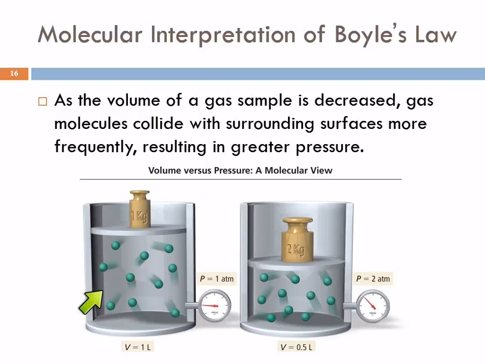Here's another illustration. Here we have a 1-liter container, and here's a pressure gauge telling us the pressure is 1 atmosphere. This has a movable lid, and right now there's a 1 kilogram weight sitting on it. If we put a 2 kilogram weight on it, that's going to cause the lid to go down. Now the volume is half a liter. So the volume has decreased by a factor of 2, and the pressure increases by a factor of 2.